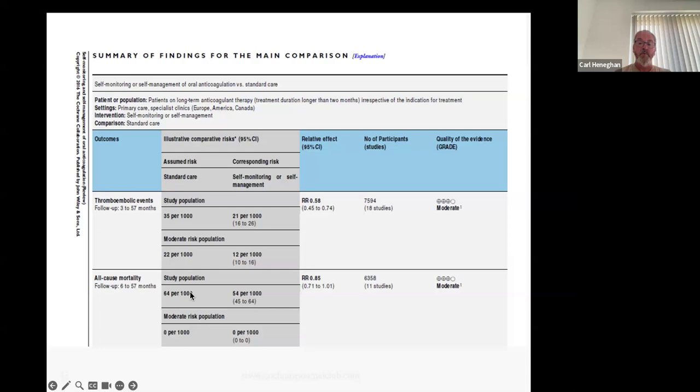And importantly, you don't see any increase in all-cause mortality, because it just crosses over the line. You get fewer thromboembolic events and fewer strokes, but it's not quite significant for mortality.